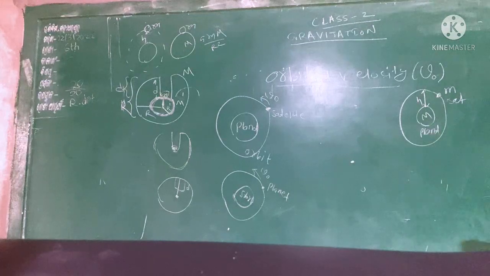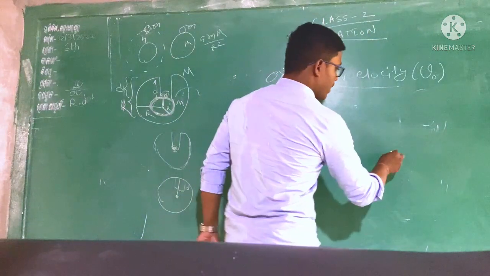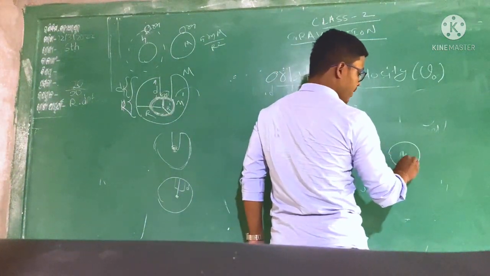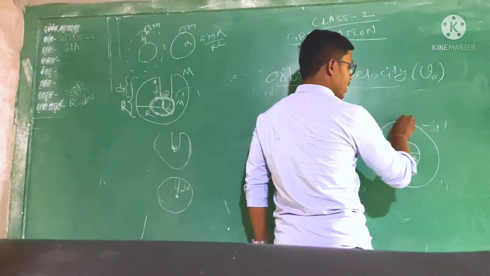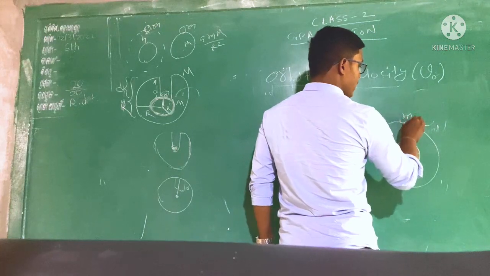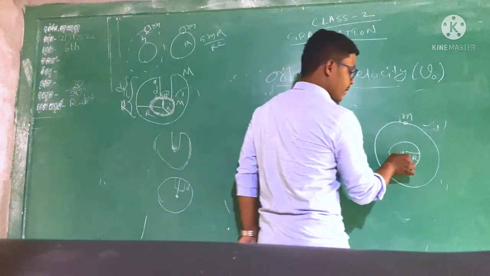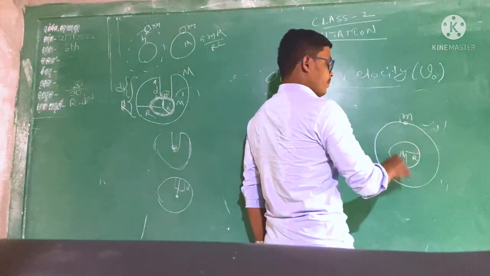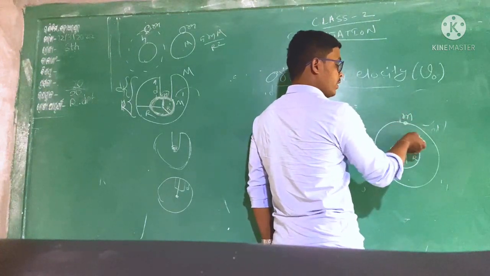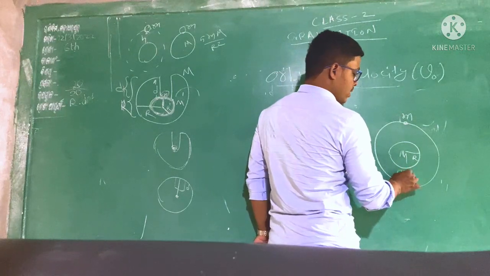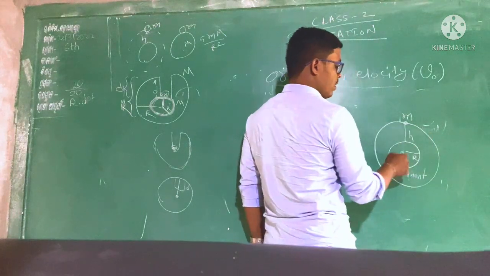So you see, this is our Earth, which has mass capital M and radius R, and this is a satellite which is rotating around the Earth. This satellite has mass small m. Let us consider a planet like Earth which has mass M and radius R. Again, let us consider a satellite of mass m revolving around the planet at a height h from the planet.